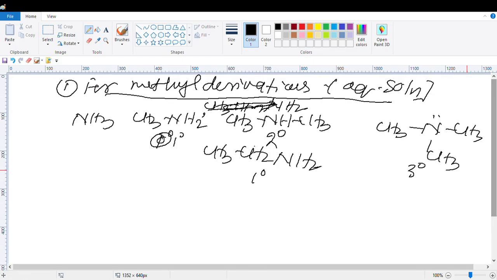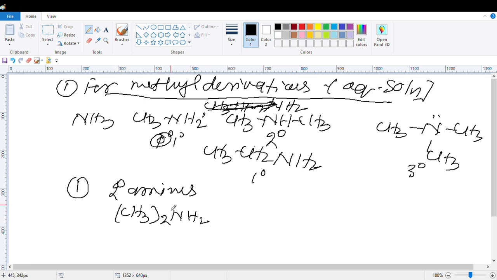Here, point number 1: a 2 degree amine, or say dimethylamine, is more basic than any primary amine.